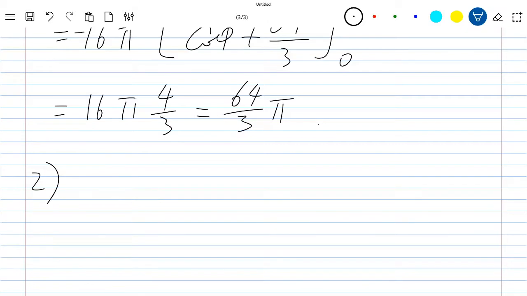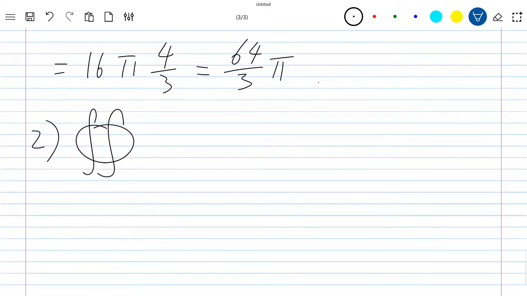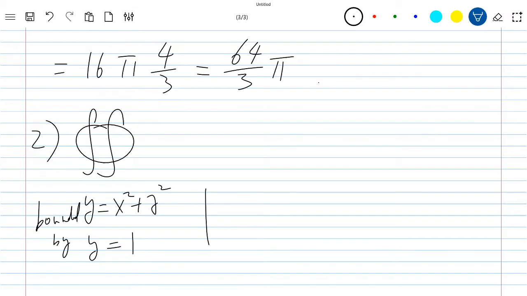Second one, it's a closed surface. Closed surface means it's a boundary of a 3D region, and this time the 3D region is bounded by 2 surfaces. And it's this one and this one. Bounded. Okay, so let's plot it.